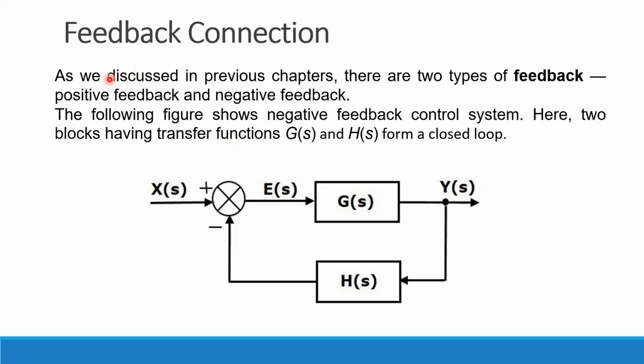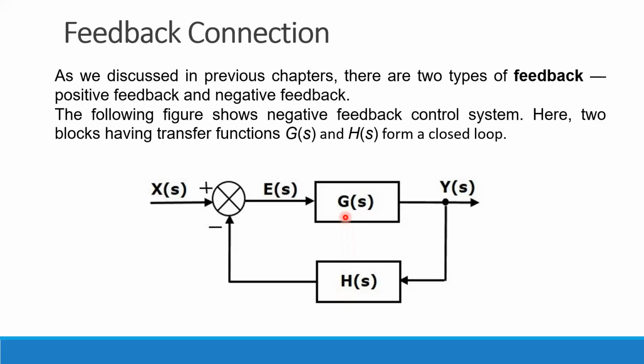As we have discussed in earlier chapters, there are two types of feedback: one is positive feedback and another one is negative feedback. So the following figure shows a negative type of feedback control system. Here we have two transfer functions. One is g of s, another one is h of s.